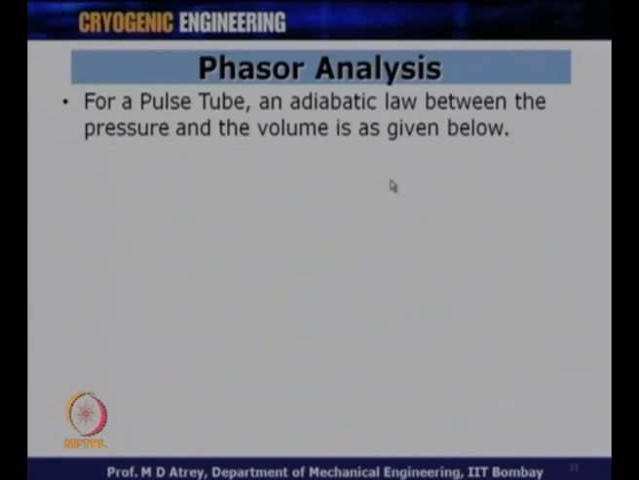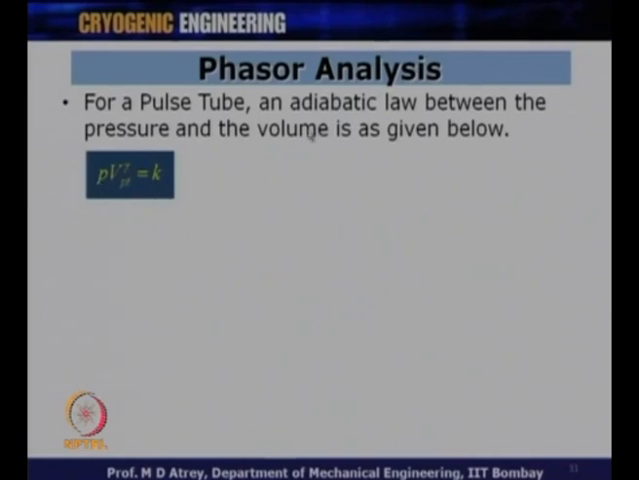So, for a pulse tube cooler, an adiabatic law between the pressure and volume is given below. We know that PV to the power gamma is equal to constant. This is what we say the adiabatic law. So, let us apply this law for the gas in the pulse tube, because we know that the gas in the pulse tube behaves in an adiabatic manner. So, let us say P dV to the power gamma is equal to constant.